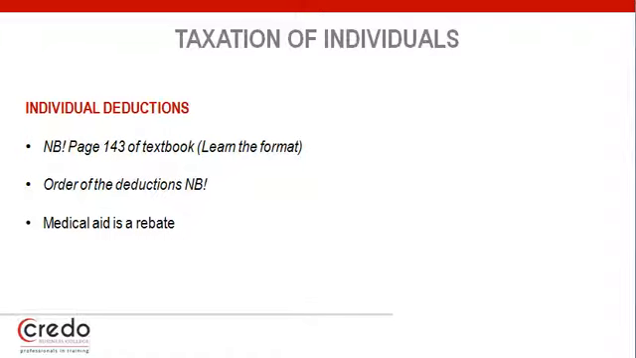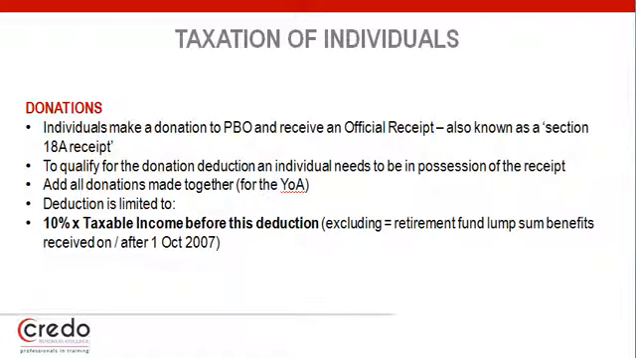The deductions are limited to 10% of taxable income before this deduction. Taxable income will exclude your retirement fund lump sum benefits received on or after 1st of October 2007. Now say for example we have donations to the value of 5,000, but 10% of taxable income is say 15,000. You need to limit your donation to what you actually donated, which is the 5,000.